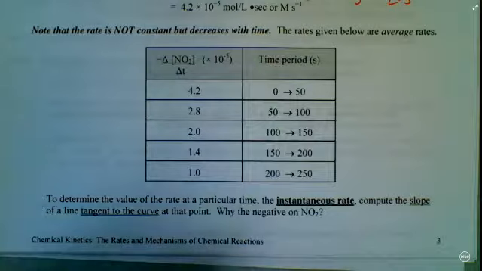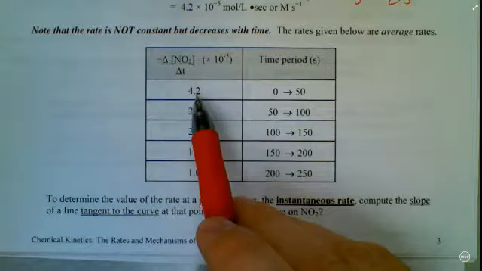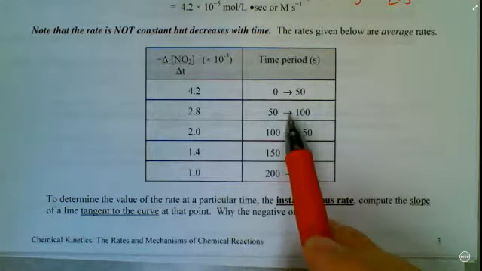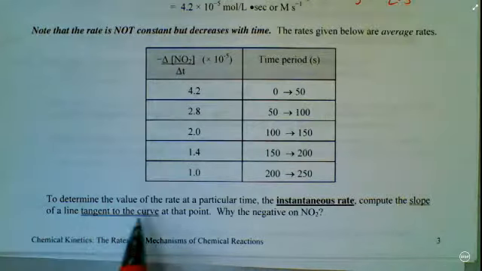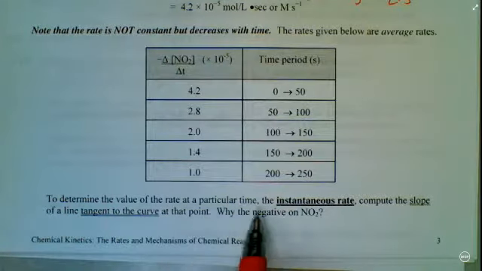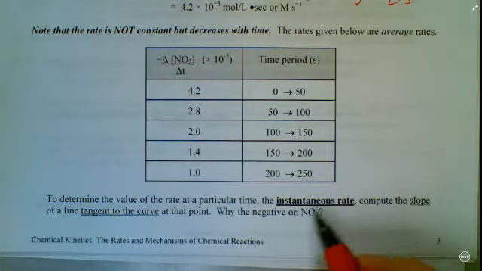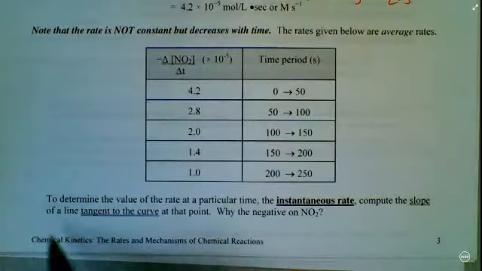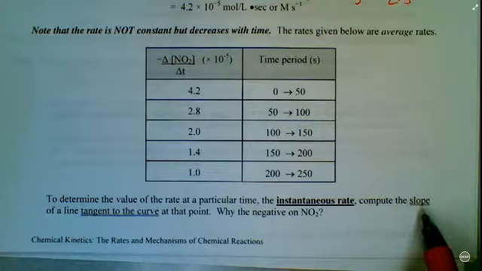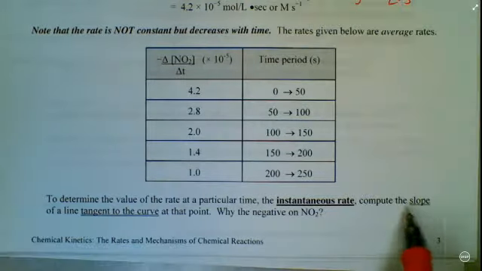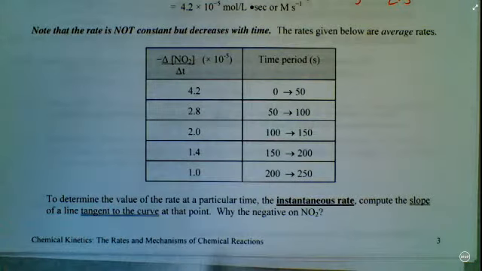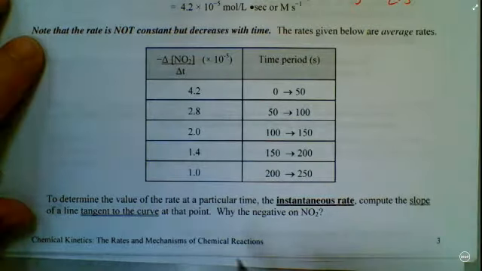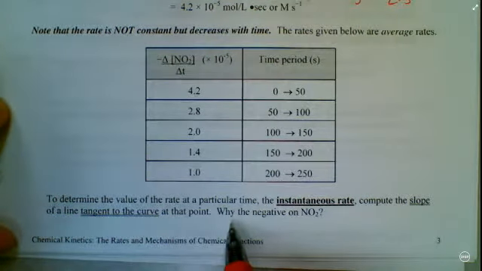And so we see that here, right? Reaction rates go down, go down, go down as time increases. But I say again, to determine the value of the rate at a particular time, which is the instantaneous rate at an instant, compute the slope, right? The slope, y equals mx plus b. Compute the slope of the line that is tangent to the curve at that point, right? So let's go back up to the graph and take a look at this real quick.